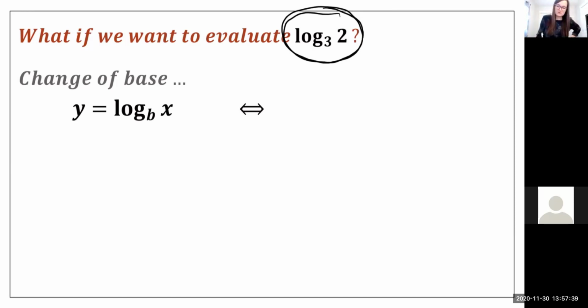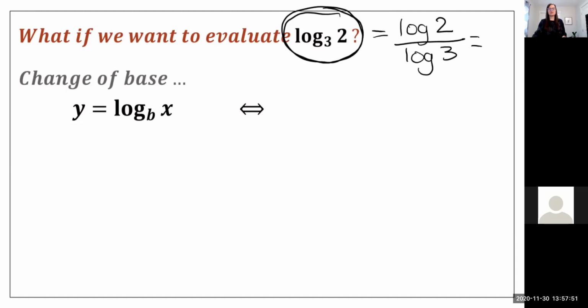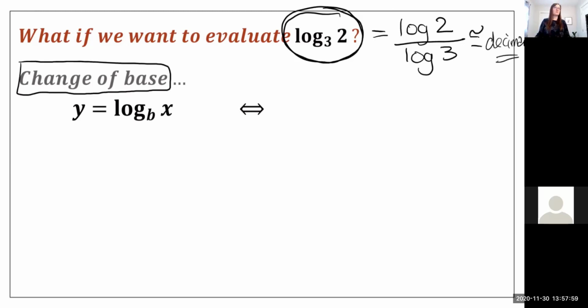And I had told you you would do log base 10 of 2 over log base 10 of 3 to calculate it. Once you do that, log 2 divided by log 3 on your calculator, you'll have an approximate decimal, whatever that is. So that's called the change of base formula. I just want to show you how that works.